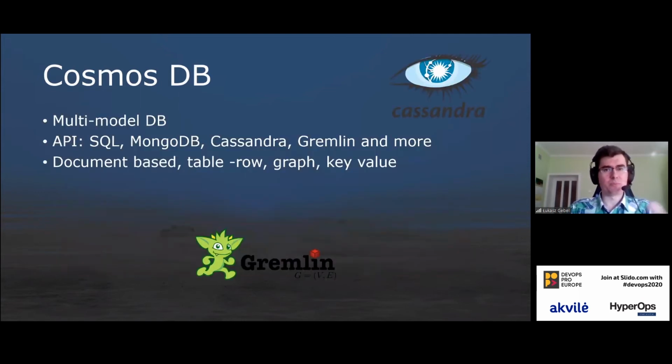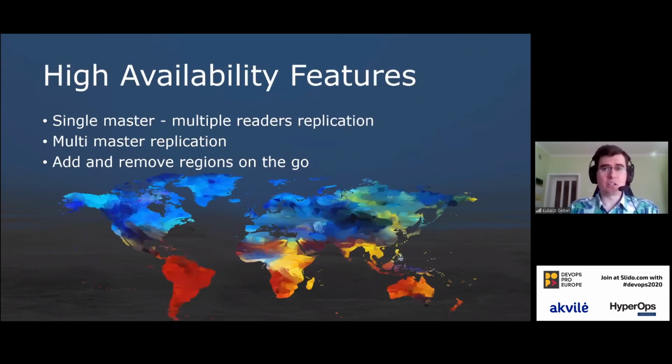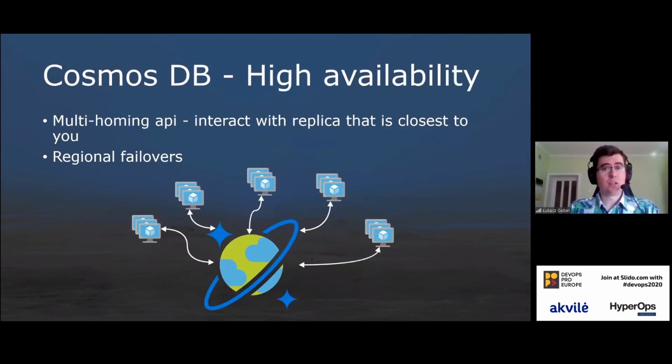So Cosmos DB is a multimodal DB with APIs of SQL, MongoDB, Cassandra, Gremlin, if you like graph-based databases, and it's simply a document-based database. But it has really cool HA features. So Cosmos is available through all of the Azure regions. It has single master mode, multi-master mode, and you can remove and add regions on the go as you are using your service, which is really flexible.